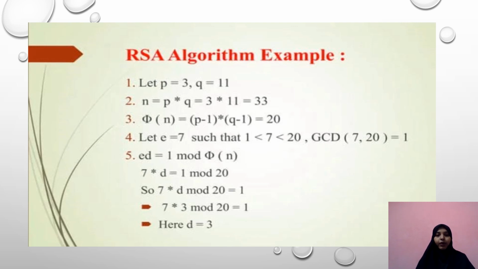e times d is equal to 1 mod phi of n. 7 star d is equal to 1 mod 20. So 7 star d mod 20 is equal to 1. So here 7 star 3 mod 20 is equal to 1, and here we get 3 is equal to d.